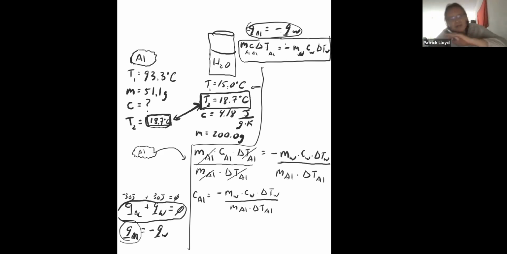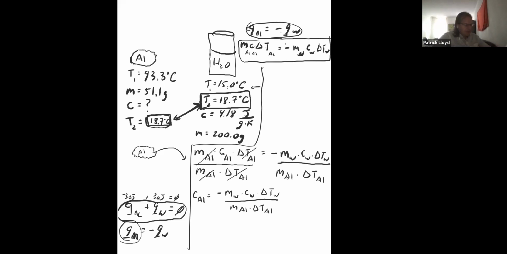Okay? So you're never actually calculating Q. You could. Another approach to this would be to figure out what Q is for the water, and then that would be equal to negative Q for the aluminum, and then use the negative Q for the aluminum to find C of aluminum. You could do it that way too, but this is generally the way that I do it. Okay, so now it's just a matter of putting in the numbers.